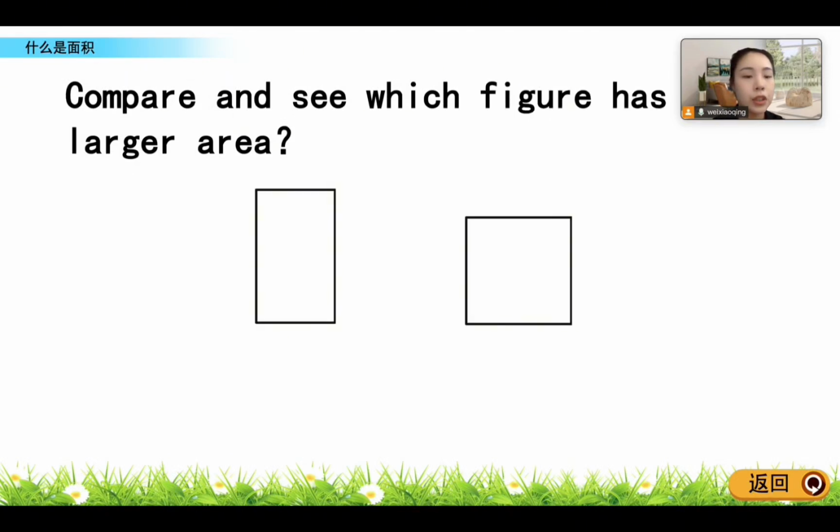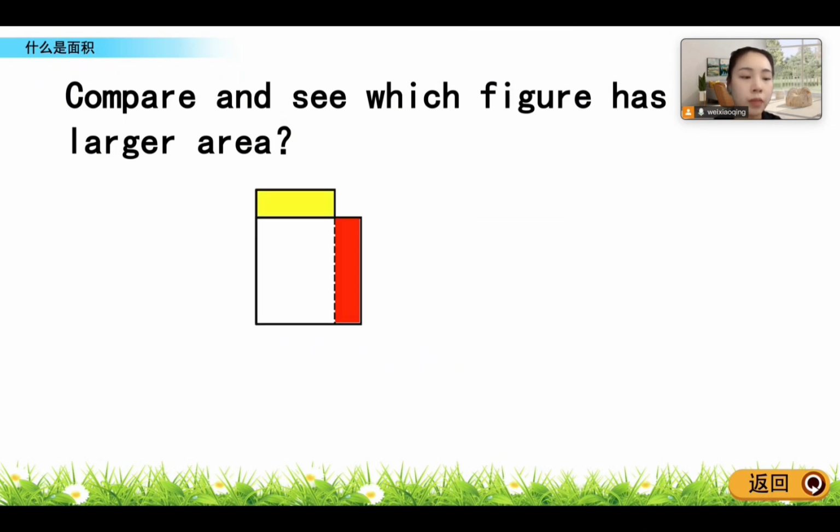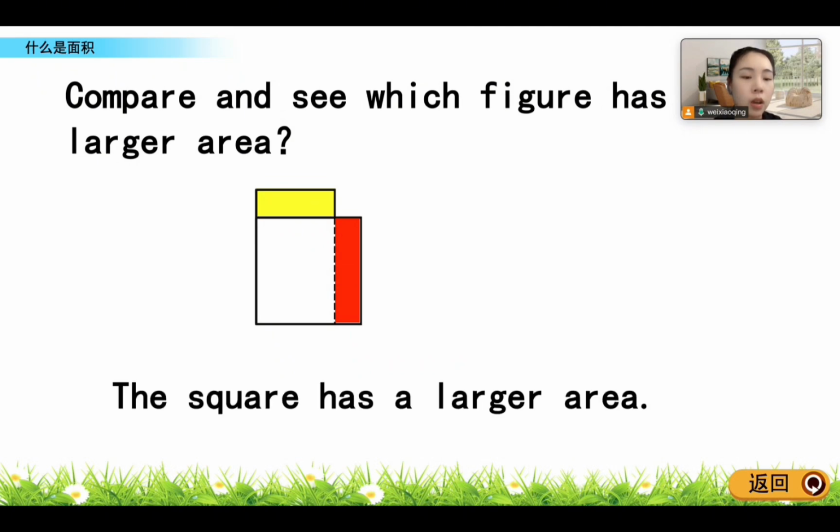Compare. Which shape has a larger area? How to compare the size of these two shapes? Since both have right angles and are rectangular, we can overlap them for comparison. The square has more remaining parts, so its area is larger. This method is called the overlapping method.